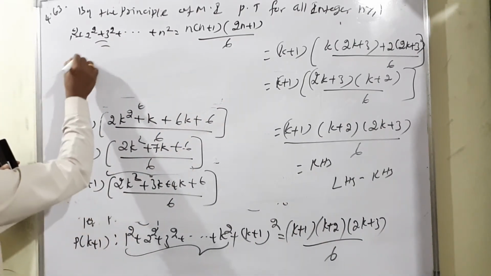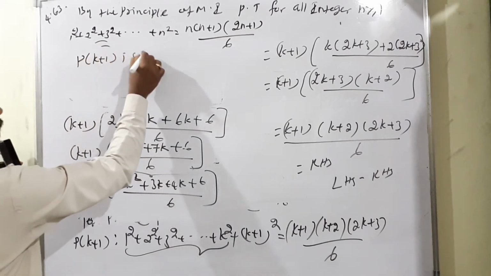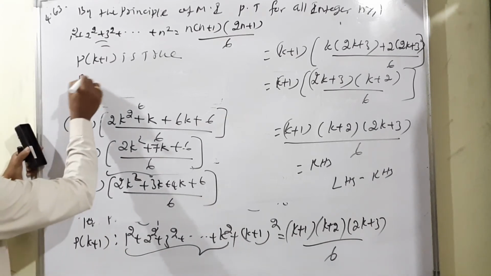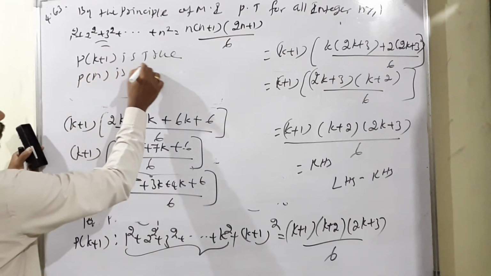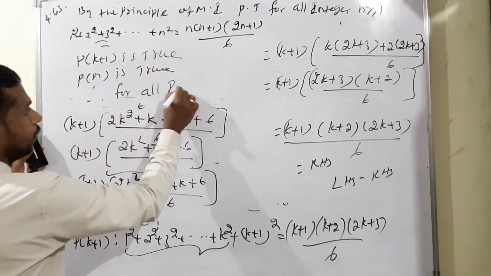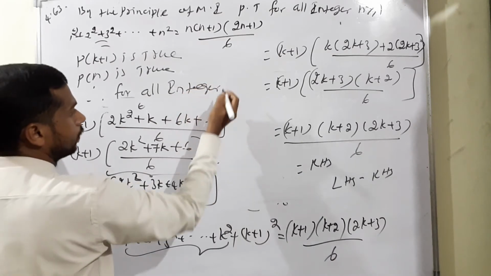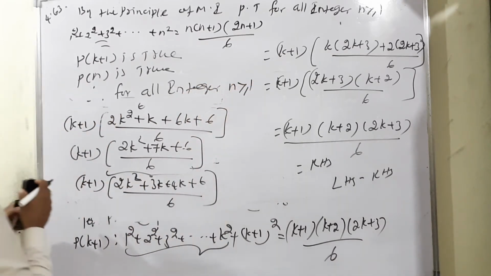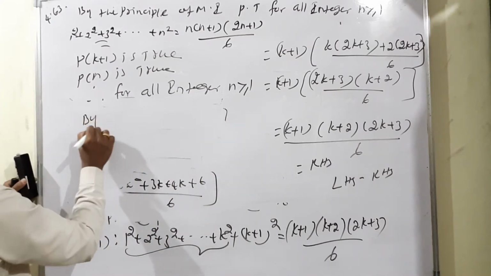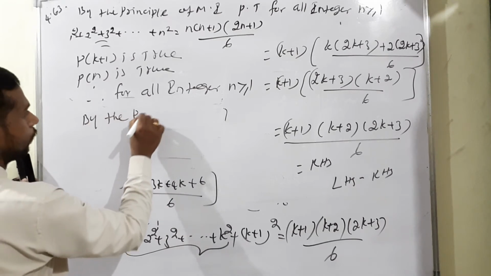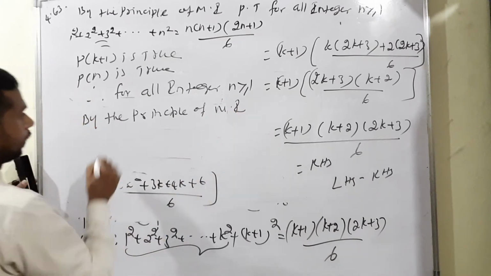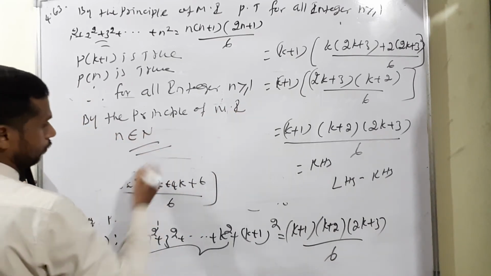So P of k plus 1 is true. P of k plus 1 is true means P of n is also true. Therefore for all integer n greater than or equal to 1. So the last line is compulsory: by the principle of mathematical induction, n belongs to natural number, hence proved.